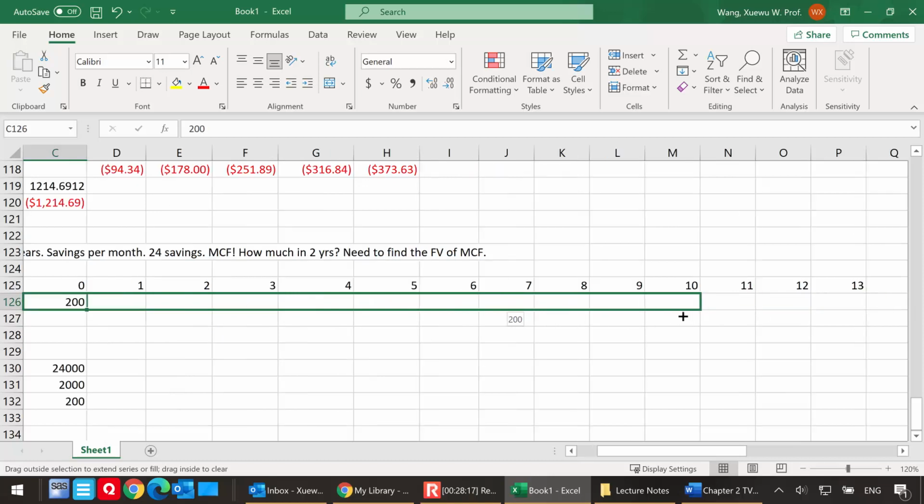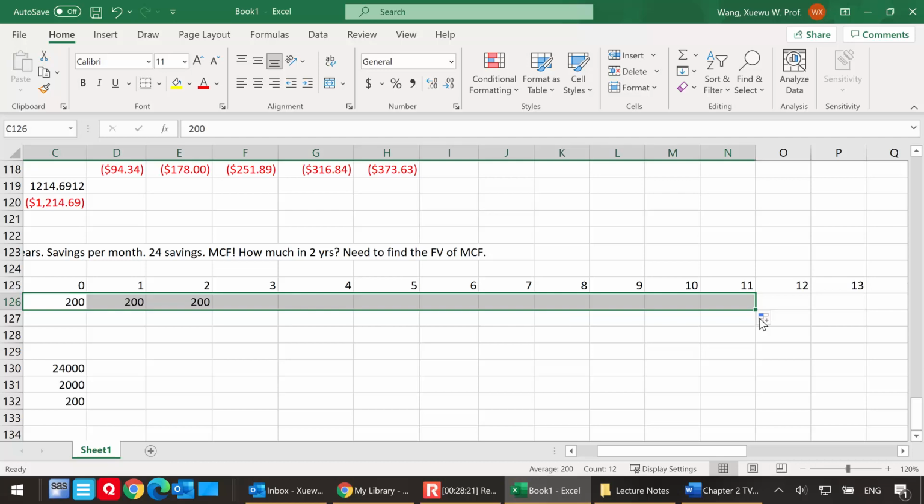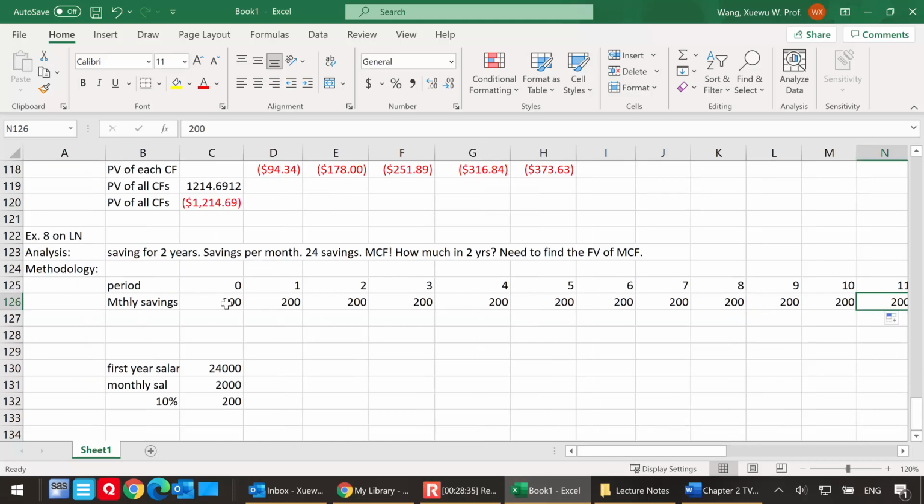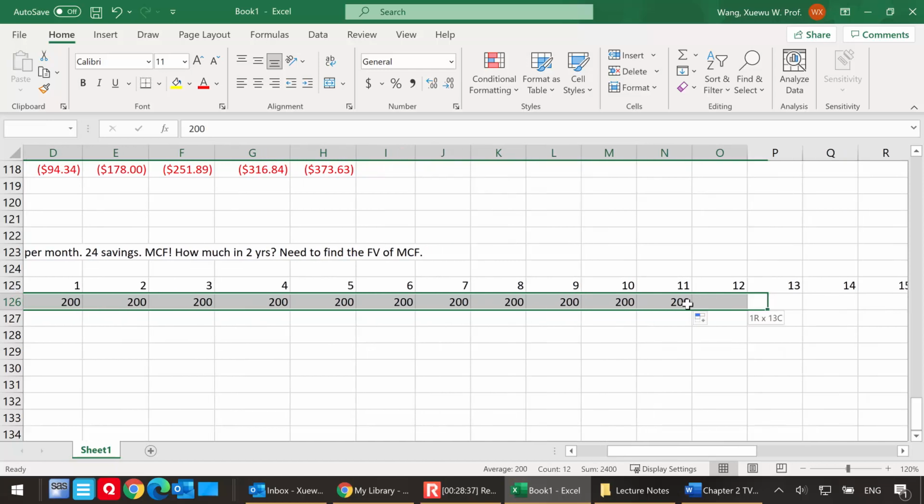So I'm going to start at 0. I'm going to stop at month 11. Why month 11? This is the end of month 11. This is also the beginning of month 12. So this is the last monthly savings in the first year. All right. So if you highlight all these 200s, Excel says you have 12 monthly savings, which is what we expect.